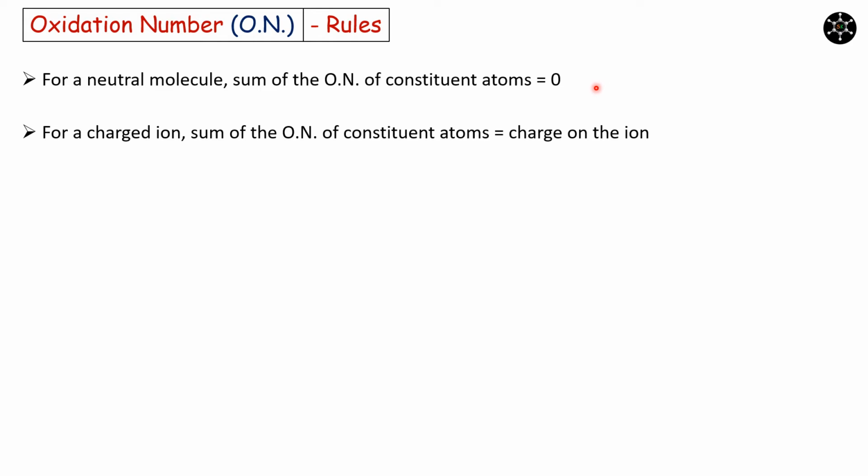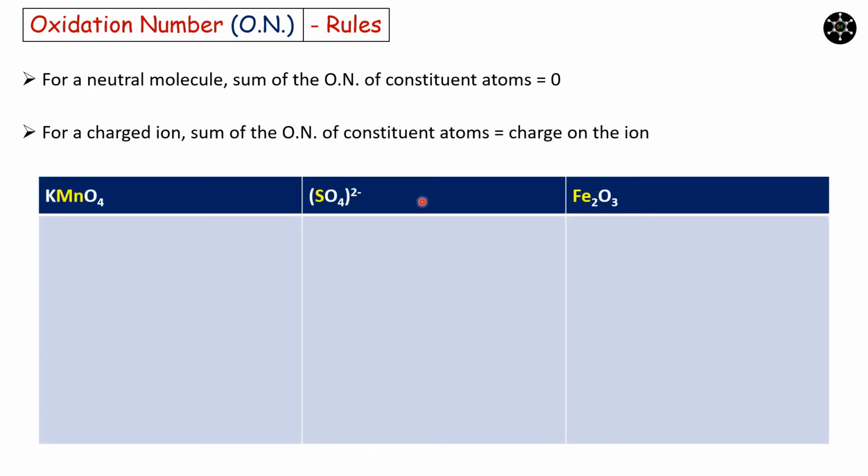For a neutral molecule, the sum of the oxidation numbers of the constituent atoms is equal to 0. For a charged ion, the sum of the oxidation numbers of the constituent atoms is equal to the charge on the ion. Let us work out a few examples. In these three systems, we have to find the oxidation number of the atom marked in yellow.